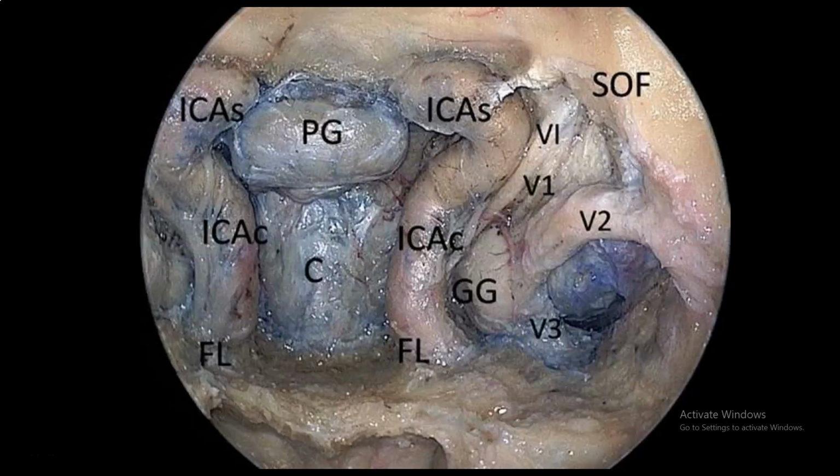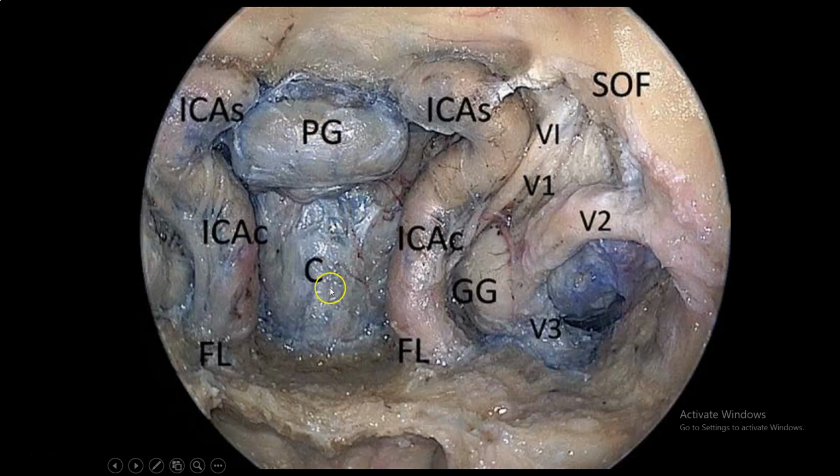And the transpterygoid. Transpterygoid, as we said, these are the pterygoid processes. And you go lateral to the paraclival carotid. And you go to the Gasserian ganglion. And you go to the lateral cavernous sinus. So what is lateral to the paraclival carotid is the Gasserian ganglion. What is lateral to the cavernous carotid is the lateral wall of the cavernous sinus going to the superior orbital fissure and the orbit.